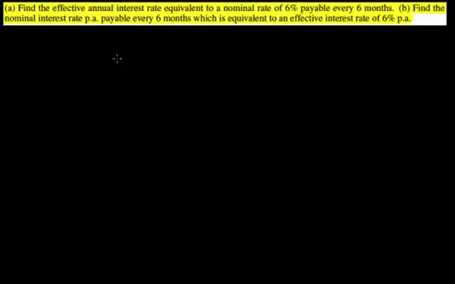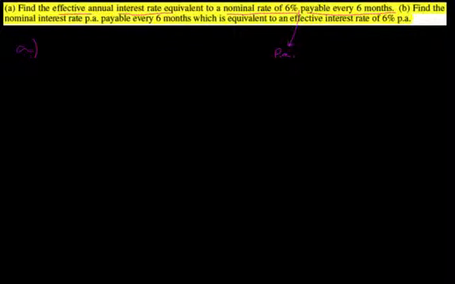Okay, so here is another question that looks at nominal and effective interest rates. So let's start with part A. Find the effective annual interest rate equivalent to a nominal rate of 6% payable every 6 months. This question is a little bit confusing only because it really should say over here, nominal rate of 6% per annum. Okay, so now that we know that, we can find out the effective rate.